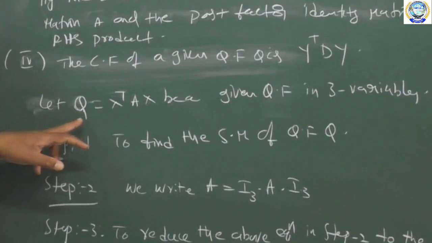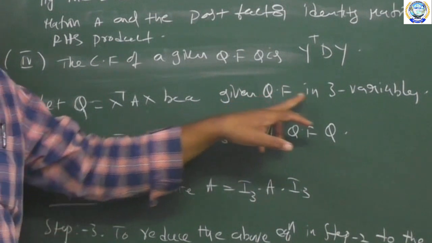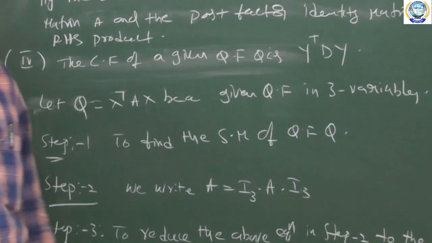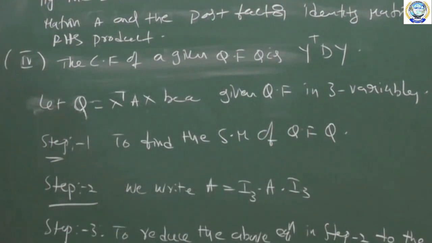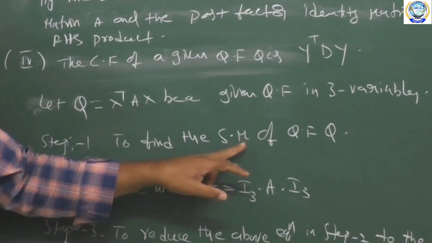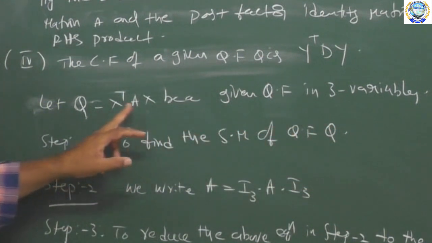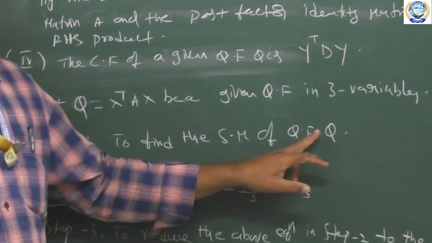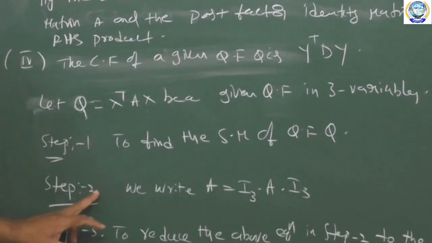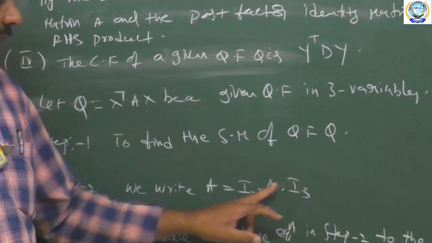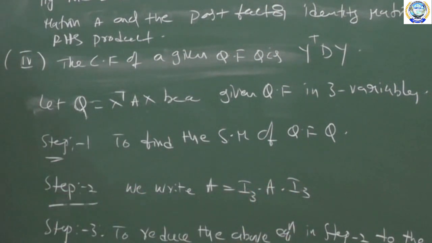Let us take the quadratic form Q is equal to X transpose AX be a given quadratic form in 3 variables. Here, to reduce this quadratic form into canonical form, we use the following steps. Step 1. First, to find the symmetric matrix capital A of order 3 corresponding to this quadratic form Q. In step 2, we write A is equal to I3 into A into I3. Here I3 is the third order identity matrix.